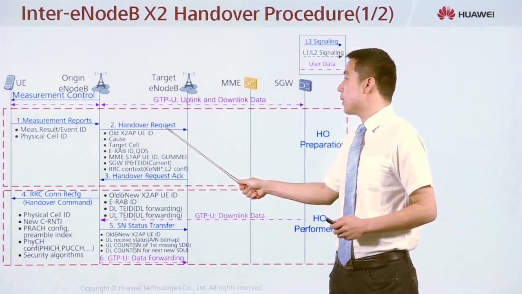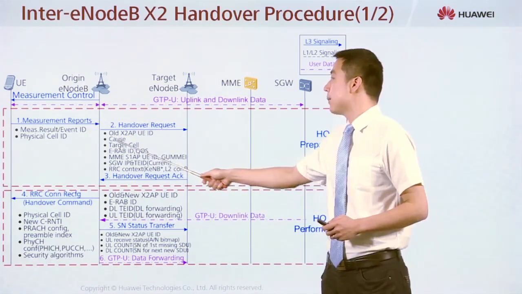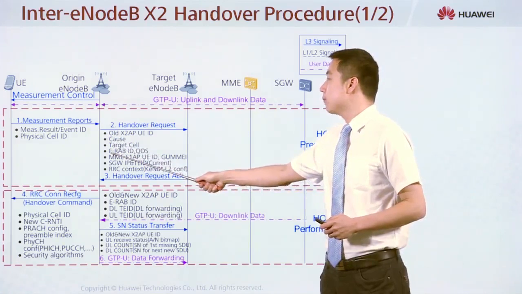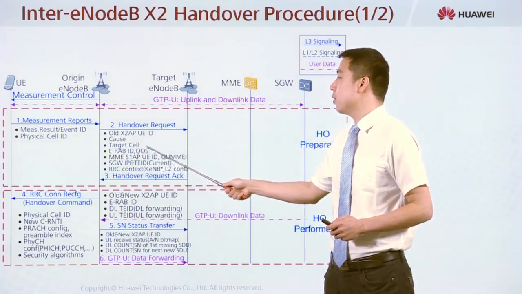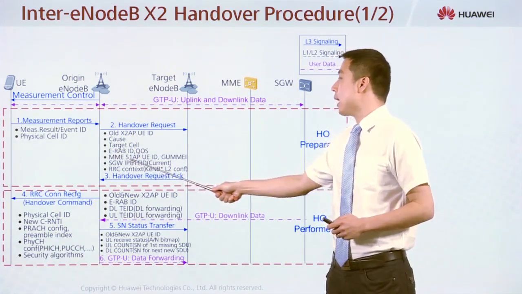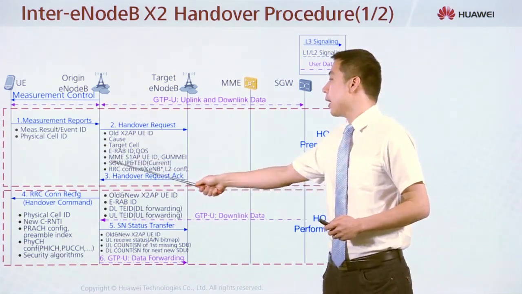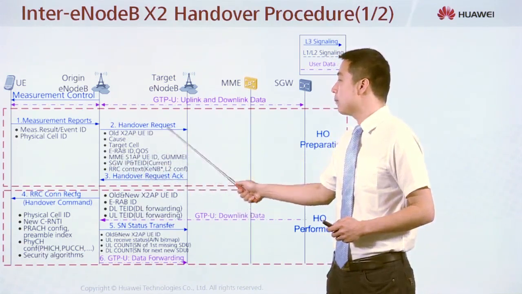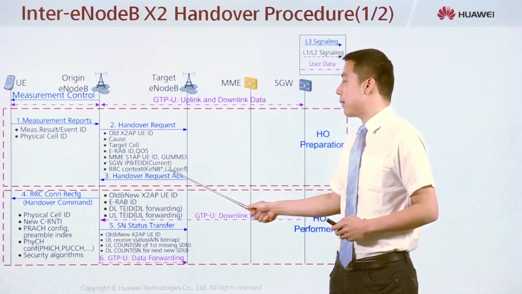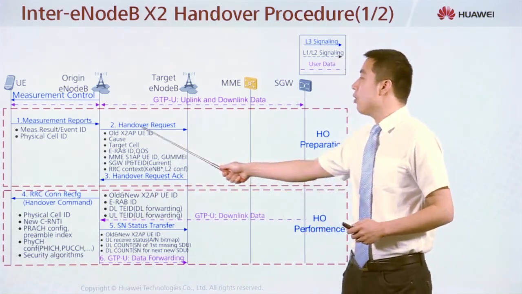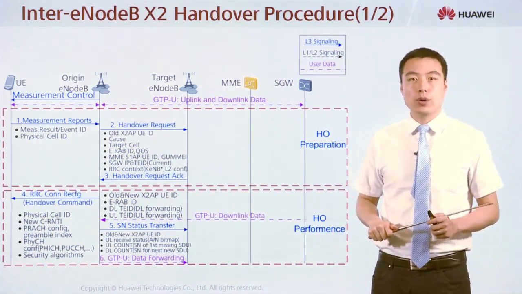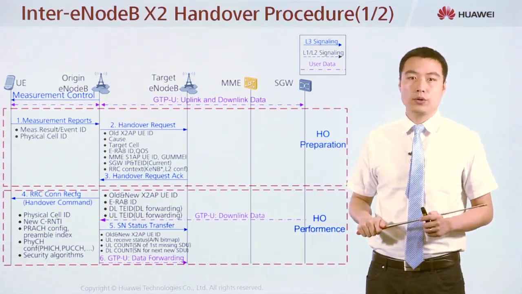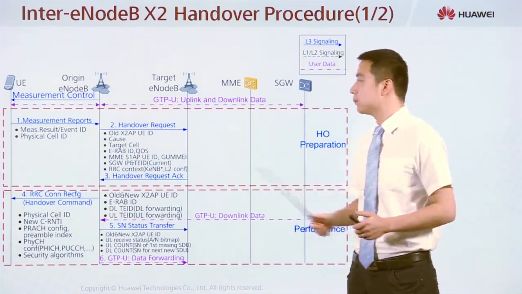Inside the handover request message, we can see much information. For example, the target cell, the services set up by the user, the E-RAB ID, and the QoS information of the services, the MME S1AP UE ID, the SGW IP address, and also the RRC context information, some layer 3 and layer 2 parameters. The handover request message is sent to the target eNodeB. Then the target eNodeB will know some user will hand over to its area.